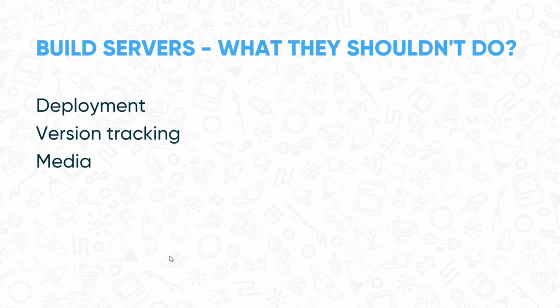What they shouldn't be doing: deployment. You should ideally try to have as separated concerns as possible and not have your deployments being done by the build. The build server should only specifically focus on the building, and if you can, have a separate tool worrying about the deployment. The same goes for the version tracking and media if you want to separate those concerns as well.